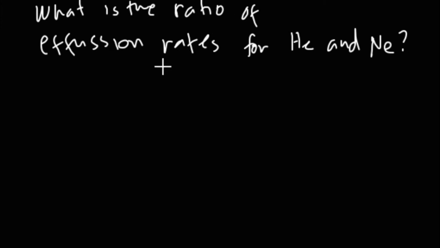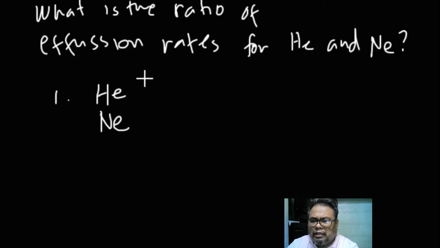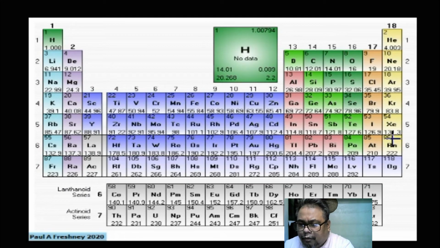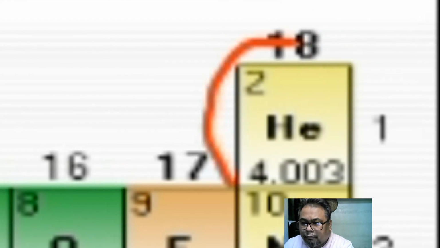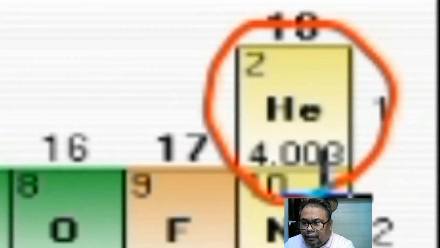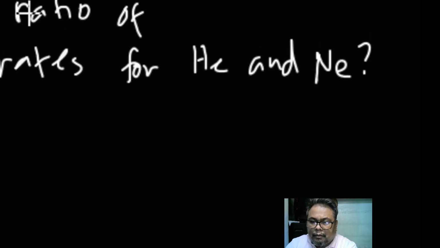Going back to the problem, what is number 1? It is to identify the molar masses of the elements. So what are the elements involved? We have helium and also neon. Now we can check the periodic table to see their molar mass. Alright, so this is the periodic table. So let's check on helium. And neon has a molar mass of 20.19.